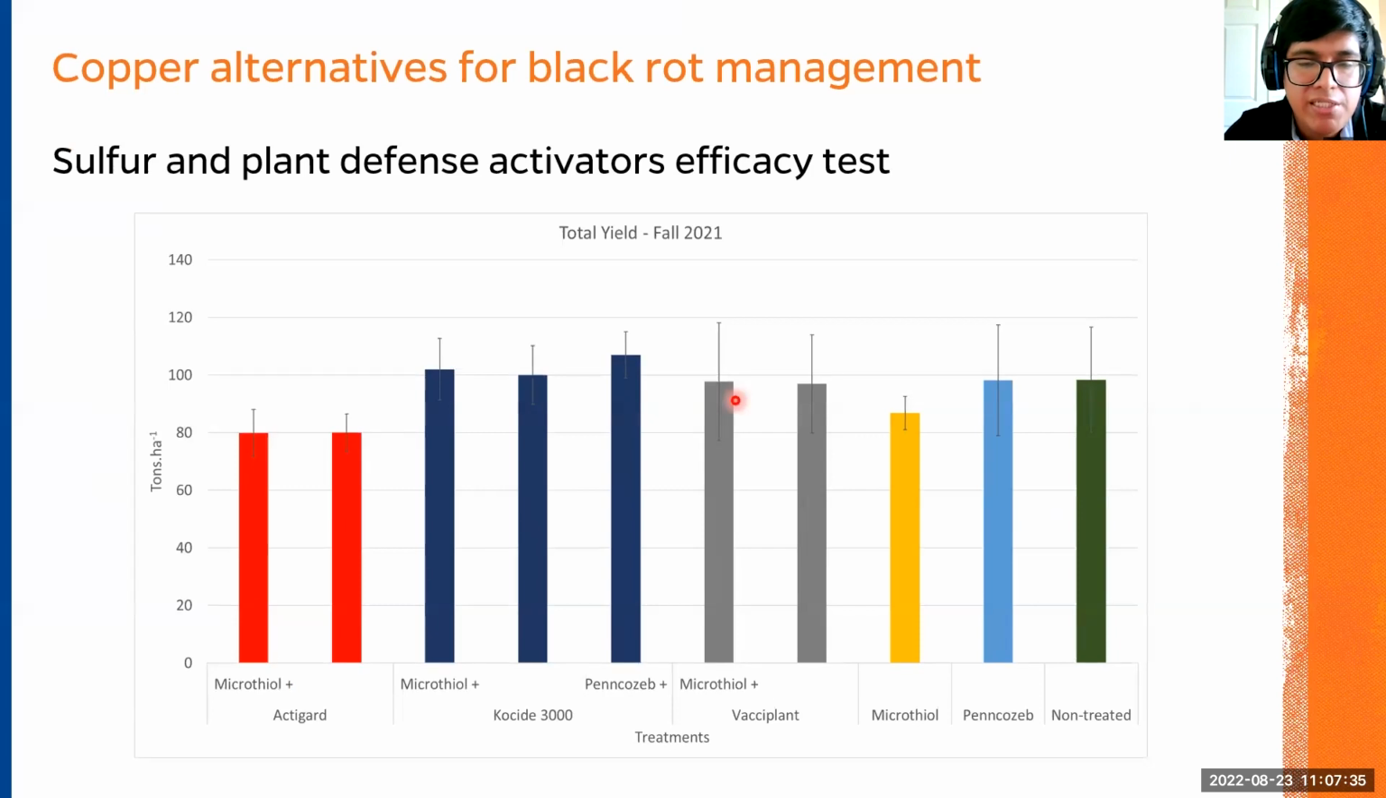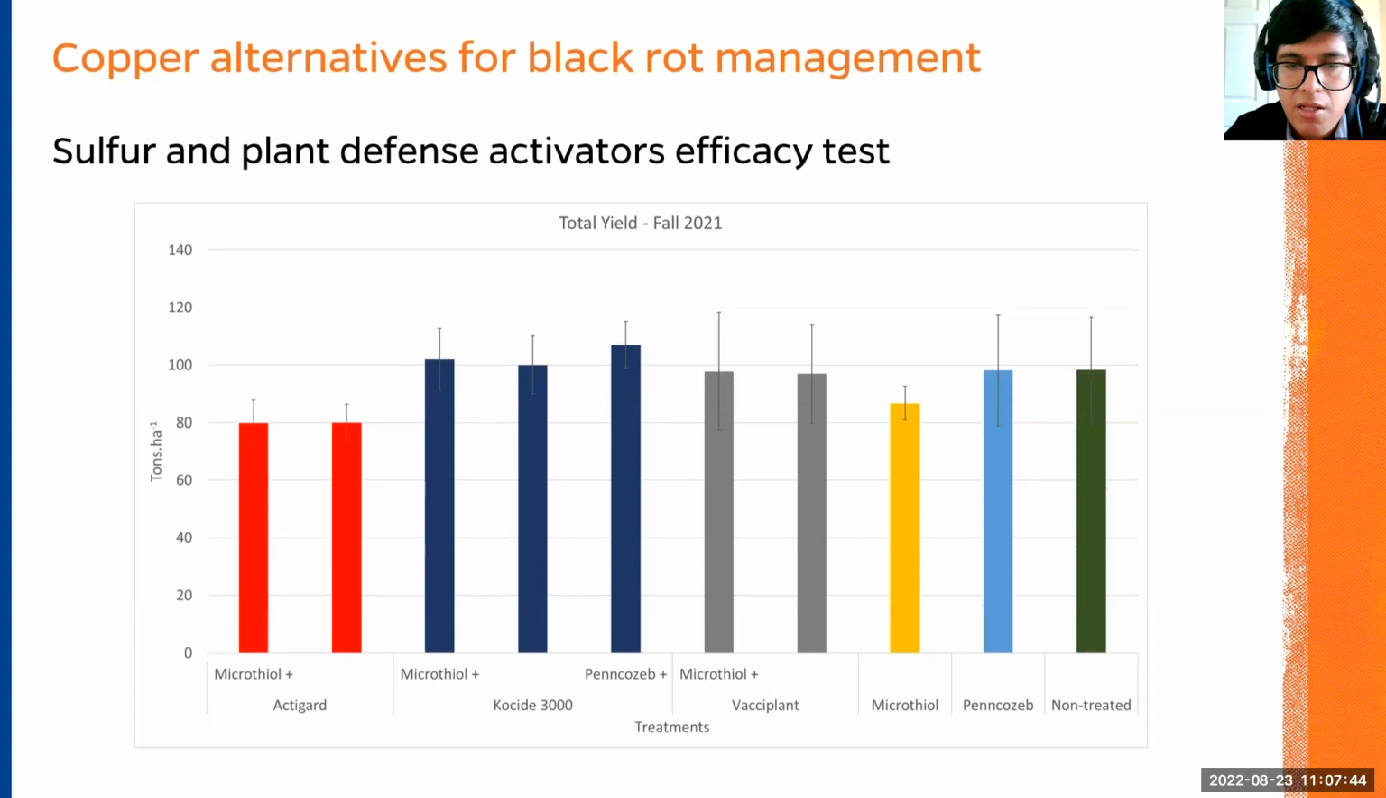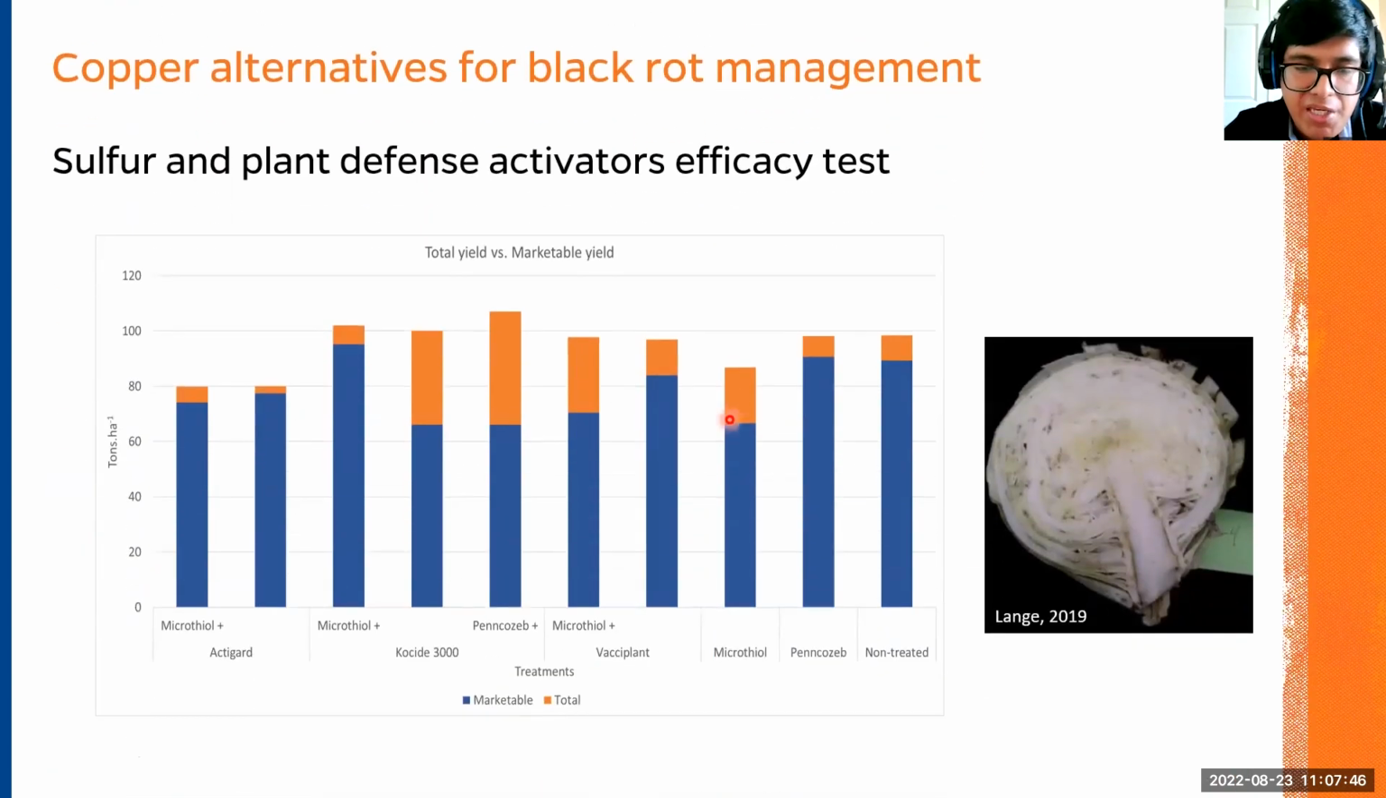Once again, we didn't see a significant difference in the total yield when we compare the treatments. However, here we start looking at something very interesting. As I mentioned at the beginning, we calculate the marketable yield. The marketable yield in this graph you can see in the blue bars, and the total yield is the orange bar. Whenever we found at harvest plants that have symptoms similar to this picture, we didn't take them into consideration to calculate the marketable yield.